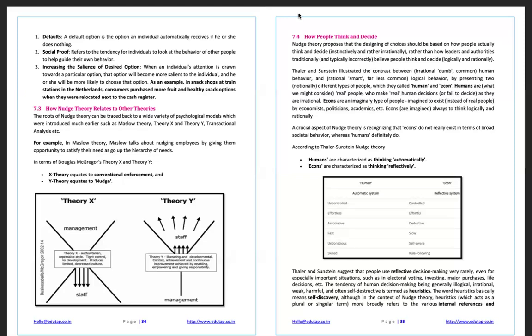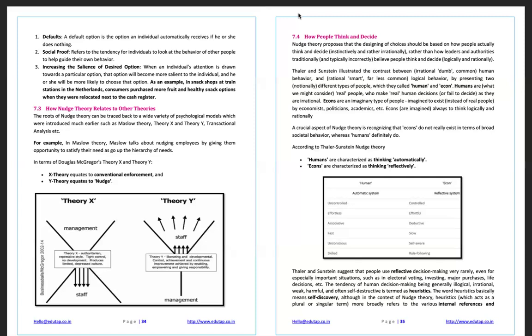How nudge theory relates to other theories. The roots of nudge theory can be traced back to a wide variety of psychological models which were introduced much earlier. So X theory equates to conventional enforcement and Y theory equates to nudge. मैकग्रेगर का जो एक्स वाई है तो उसमें एक्स है कि कन्वेंशनल एनफोर्समेंट करना और वाई है जो नज करना.